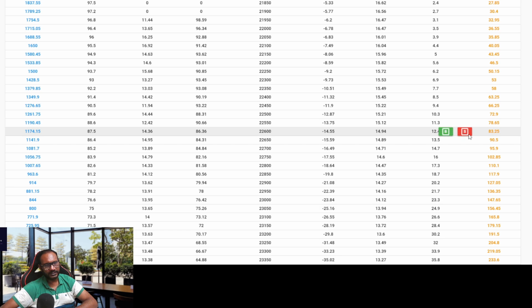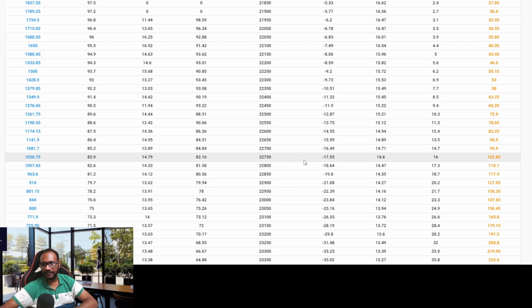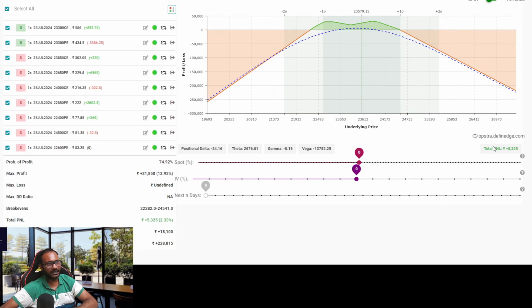Okay, let's do this. 22,600 is at 83 rupees, right? This one I'm going to sell one lot. Since this is the base position, I will not be adding any edges to this here. I'm going to save this now. This is how my payoff looks like.